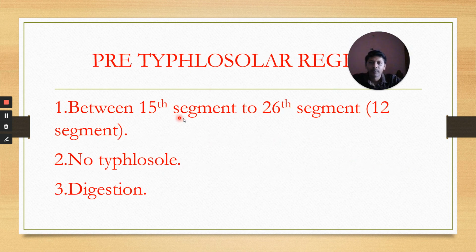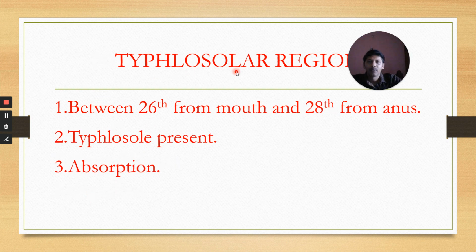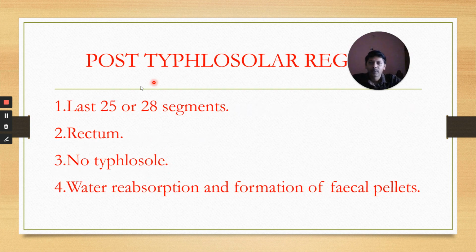The pre-typhlosolar region is between the 15th segment and the 26th segment. No typhlosole here. This is the pre-typhlosolar region. The function of this part is digestion. Next, the typhlosolar region, between the 26th segment from the mouth and the 27th from the anus. This is the part in which typhlosole is present. The main function of typhlosole is that it helps in absorption.